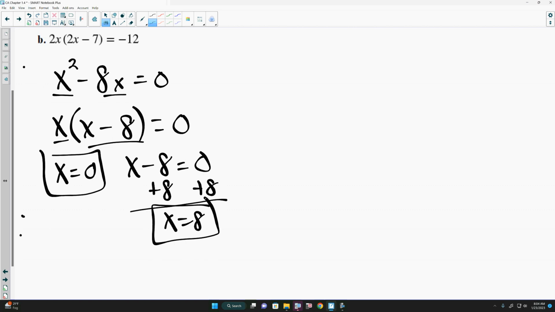Now, if we're going to be using the zero product property, one of the things I will say is that the equation has to equal 0 for us to be able to use it. If it equals something other than 0, it doesn't work.